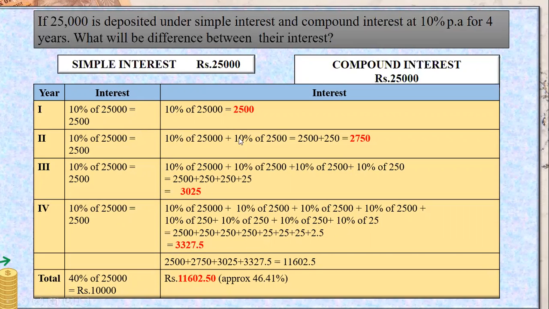So every year the compound interest keeps on increasing. When we accumulate the interest for 4 years, it will be 11,602.5, whereas in simple interest we got only 10,000 rupees. So in compound interest, our interest is maximum. We'll be getting around 46.41 percentage interest for 4 years. The difference will be 1,602.5 rupees. This is an alternate approach in which you can solve the problem using the formula. Also, we can directly substitute and get the answer.